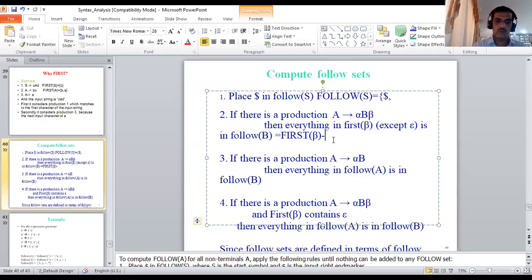Have you understood? Please understand, I'm finding the follow, I'm not finding the first. When I'm finding the first, I look at the left-hand side. When I'm finding the follow, I look at the right-hand side of the production. Now I'm finding the follow of B. My follow of B is first of beta minus epsilon. If B is a starting symbol, by default, dollar.